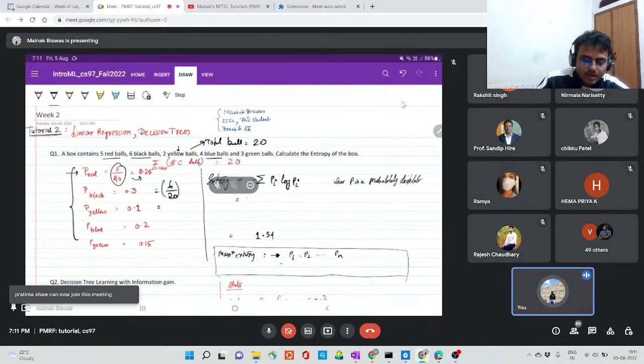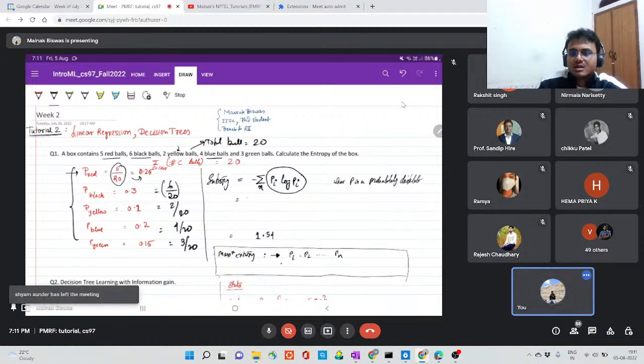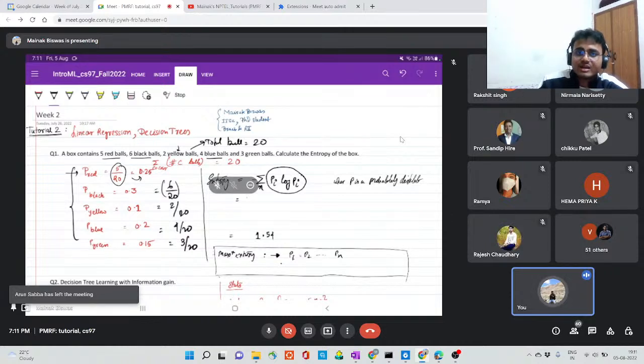Similarly, the yellow ball is 0.1 because it's 2 by 20, and similarly the blue ball is 4 by 20, and this is equal to 3 by 20. These are the probabilities of each of the events, so we can break this distribution into n terms. Here there are 1, 2, 3, 4, 5 realizations of this random variable. This discrete random variable can take 5 values. So the entropy will be calculated considering all these 5 values, as I had said.